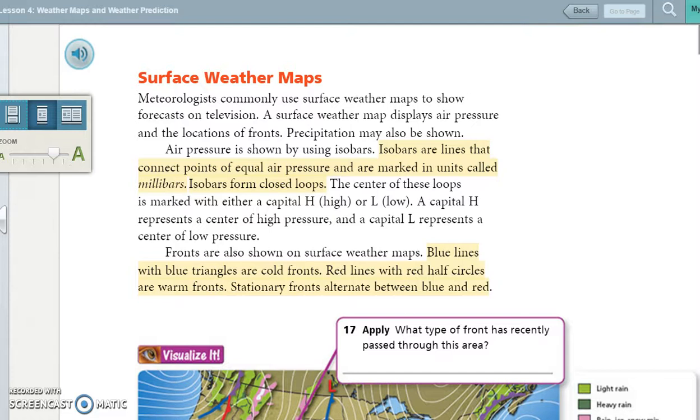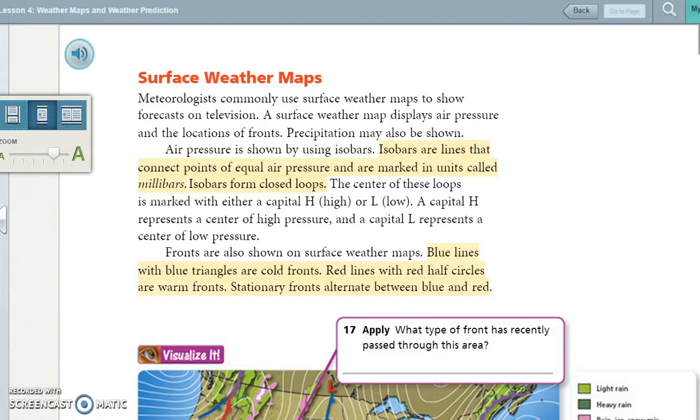talking about them. All right, on a surface weather map, typically air pressures are shown, the location of cold fronts and warm fronts are also shown. Depending on who's making the map, you might also see precipitation, rain or sleet or snow, hail. Okay. How do we show air pressure on a weather map?